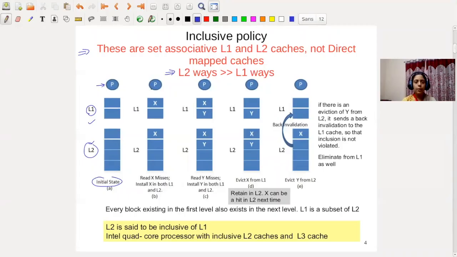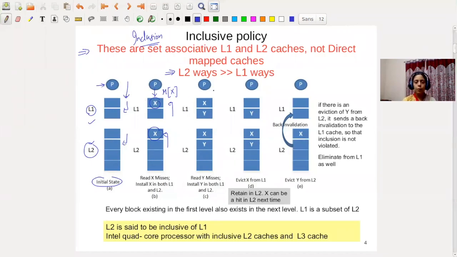Now let us assume that the processor requests data for a certain memory location X. This data is not present in the L1 cache, so it is a miss, and it's a miss also in L2. It's a miss in both L1 and L2. There's nothing in both of them. So what we do in inclusive policy is that we bring in the data of M of X into L2 as well as L1. This means that whatever data is present in L1 has to be present in L2. That is what is meant by inclusion. Whatever data is present in L1 has to be present in L2 as well.